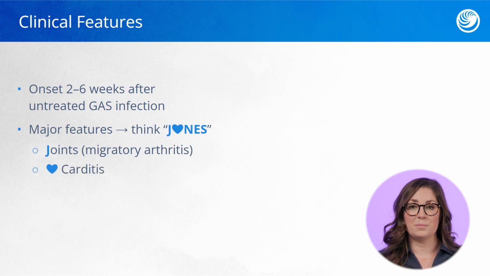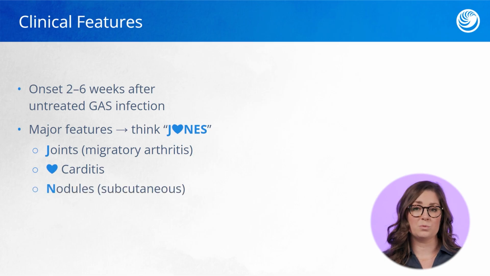Carditis, we'll see inflammation of the heart, and we can see this in different facets, such as inflammation of the lining of the heart, known as pericarditis, inflammation of the heart muscle itself, known as myocarditis, or even endocarditis, which is inflammation of the lining of the inside of the heart.